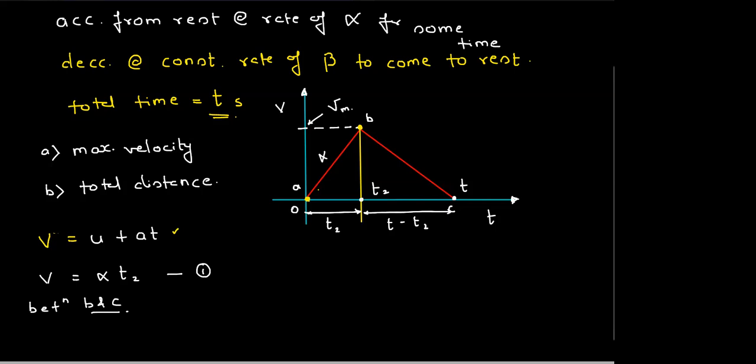Final velocity is zero, right? So I'll be saying V is equal to zero, U is equal to V only, V minus now, because it's deceleration, beta times what? What should I write here? T minus T2.